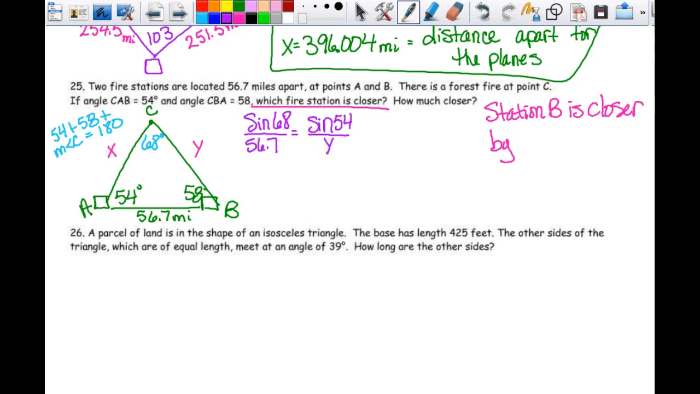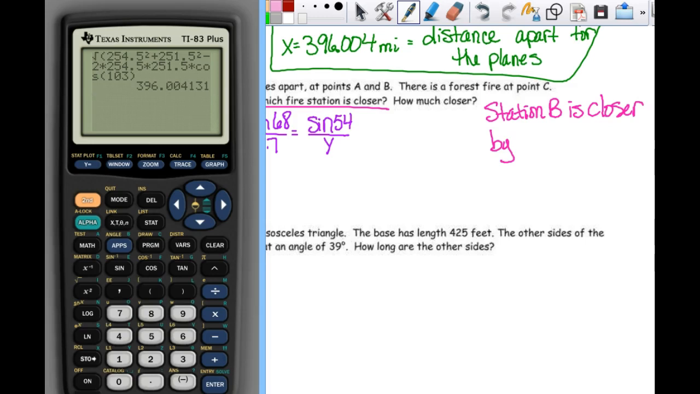So in my calculator, I can do 56.7 times the sine of 54 divided by the sine of 68. Okay, and enter. So I get 49.474. I called it Y, so I'm going to store it in Y. Again, you can call it whatever you want, but Y.